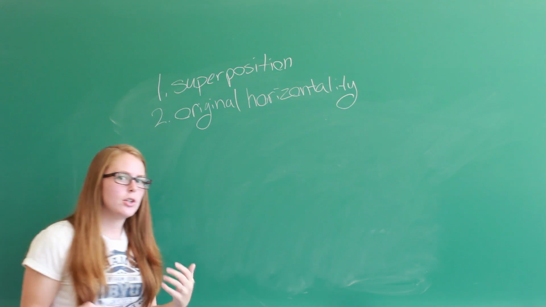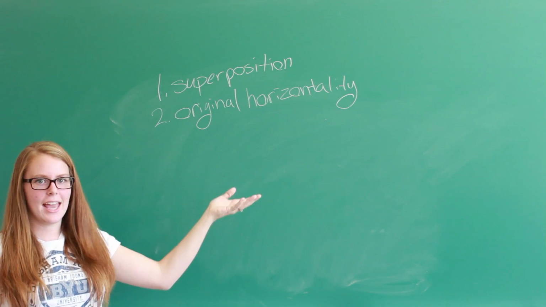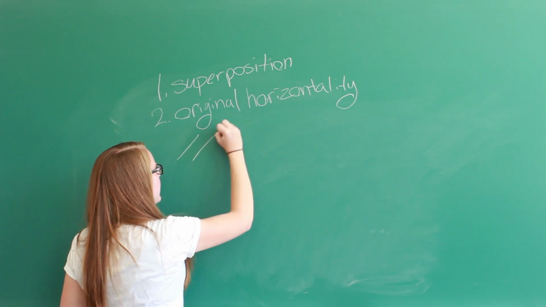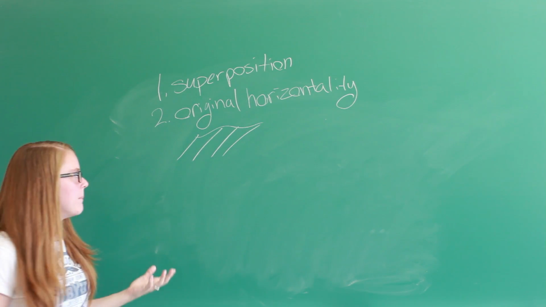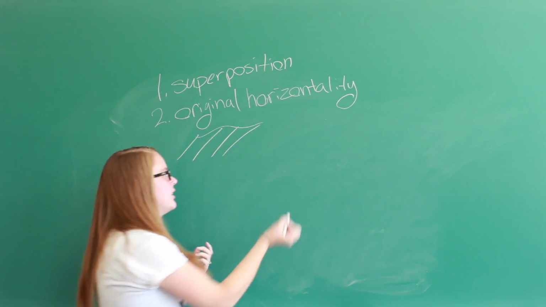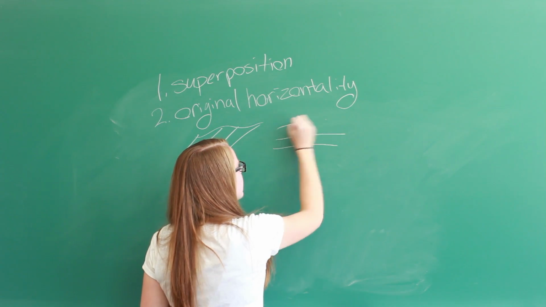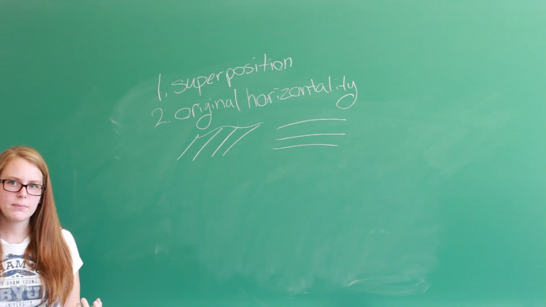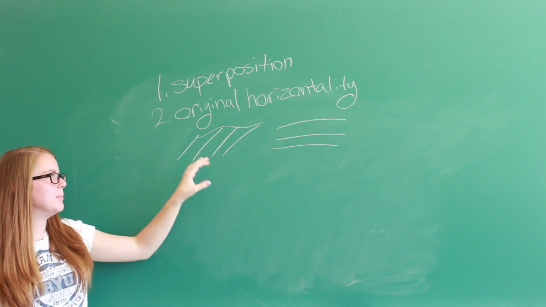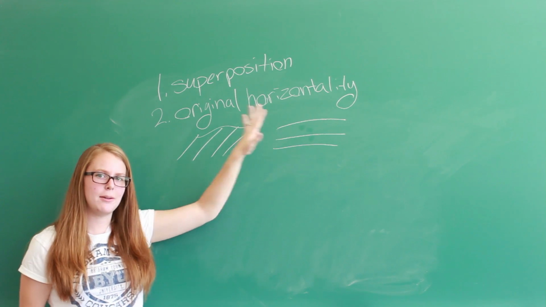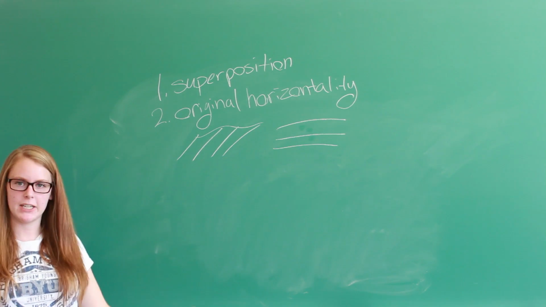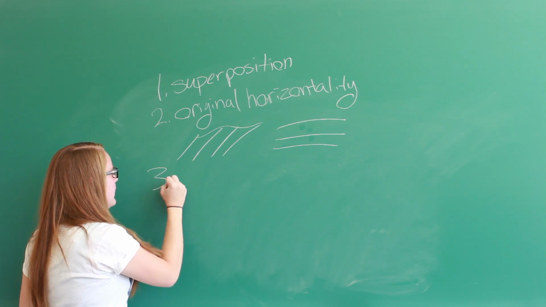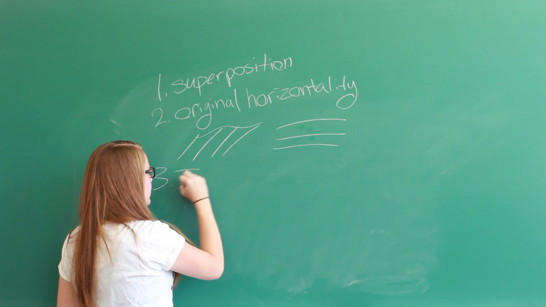Next is original horizontality. You could see rocks out like in the canyon that have bedding planes that look like this. They're all at angles. But when they were originally deposited on the earth, they were actually deposited flat. So you know that something had to happen in between being deposited flat and being turned up at an angle.